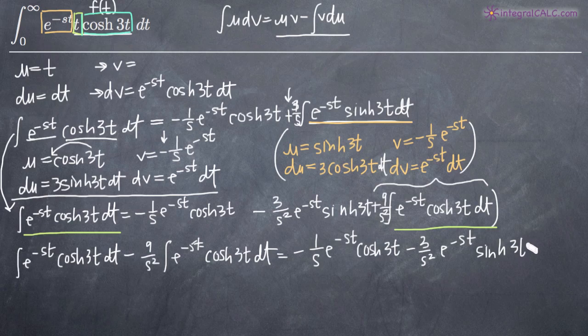hyperbolic sine of 3t. So now on the left-hand side, since these two are equal to one another, we can factor them out. And what we have is 1 minus 9 over s squared. And instead of writing the integral, let me just say the integral, right? Dot, dot, dot.